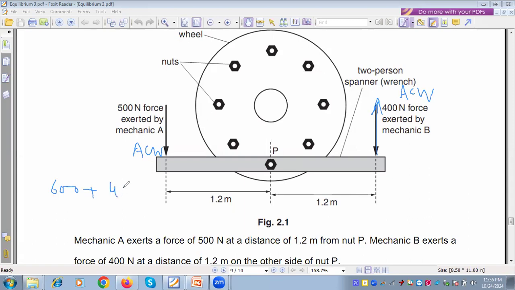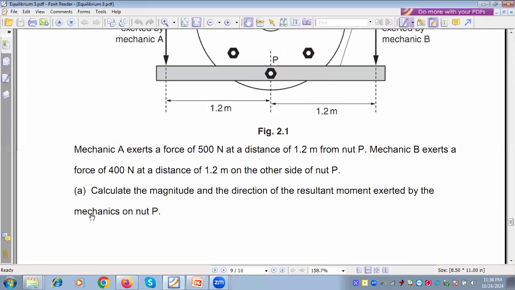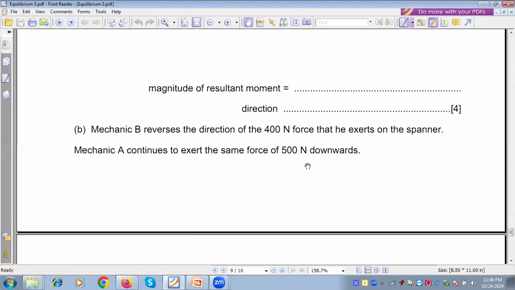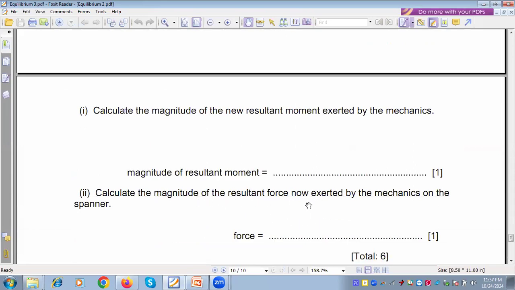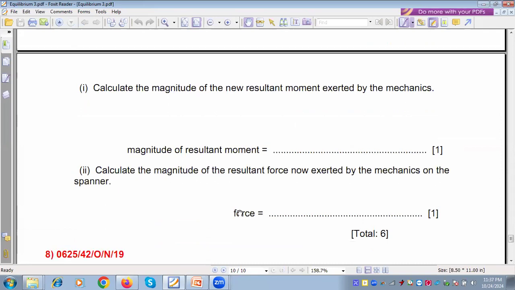That is 480. So what will be the answer? To show your answer in two significant figures, we can write 1100 Newton meter. This is the resultant moment asked in the next part, when mechanic B reverses the direction. So the resultant moment is 1100 Newton meter, or 1080.